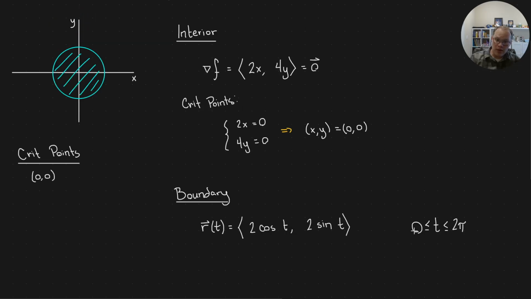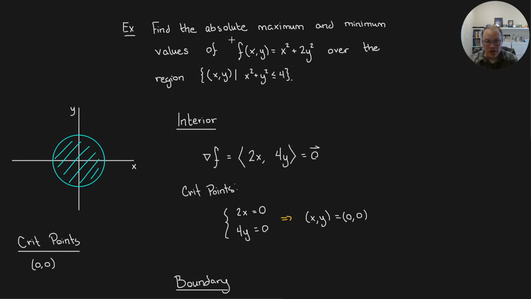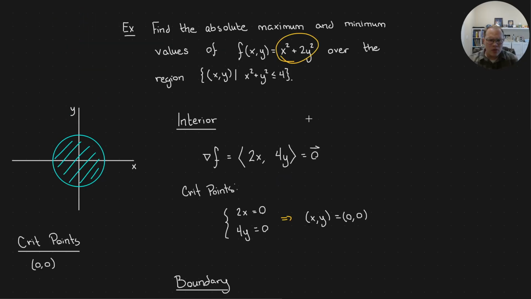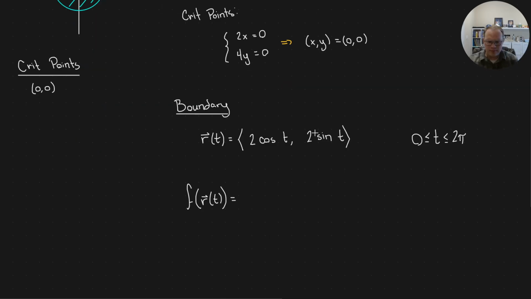So what we want to do now is we want to see what function f does as we move along that boundary. So we are going to plug in our parameterization of that boundary into function f. So function f is x squared plus 2y squared. So that's x squared plus 2y squared.